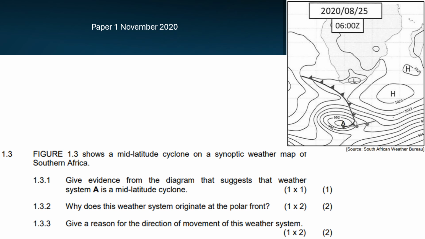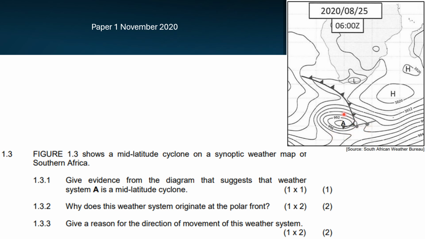Figure 1.3 shows a mid-latitude cyclone on a synoptic weather map of Southern Africa. Question 1.3.1, give evidence from the diagram that suggests that weather system A is a mid-latitude cyclone. This question is testing whether you are able to identify a mid-latitude cyclone on a synoptic weather map. So what you're going to say is that there are well-developed fronts. In other words, there's a well-developed cold front and there's a well-developed warm front.